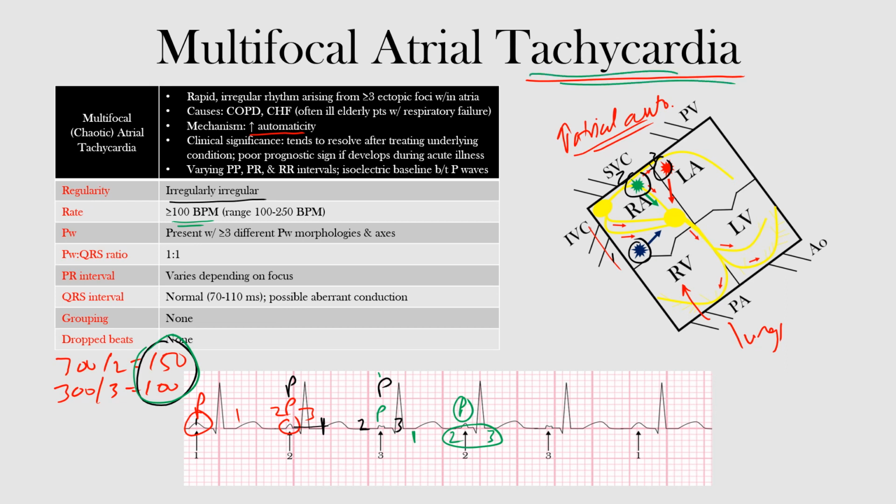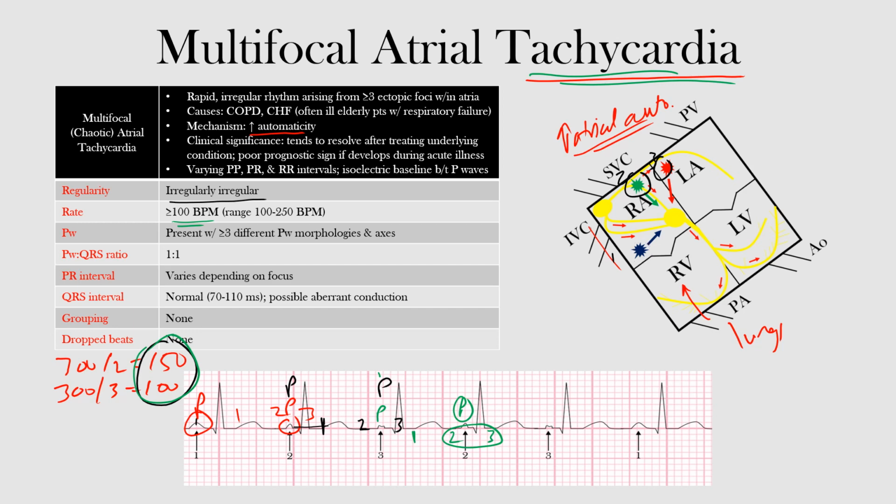Now, one other thing to note that we said was that the PR intervals will be variable. And why is this the case? Well, it's because it depends on where the focus is located. The longer the distance from the ectopic focus to the AV node, the longer the PR interval will be. And the shorter the distance of that ectopic focus to the AV node, the shorter the PR interval will be. So it should make sense why this PR interval is varying with all these ectopic foci.